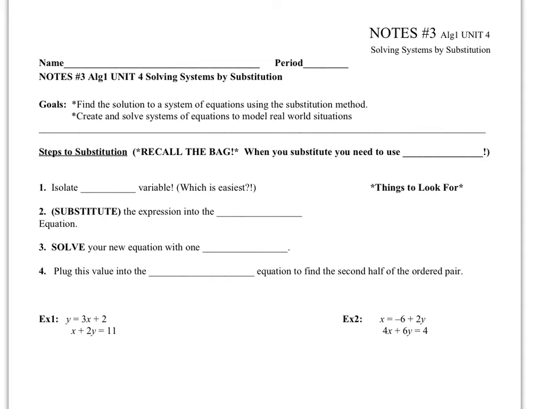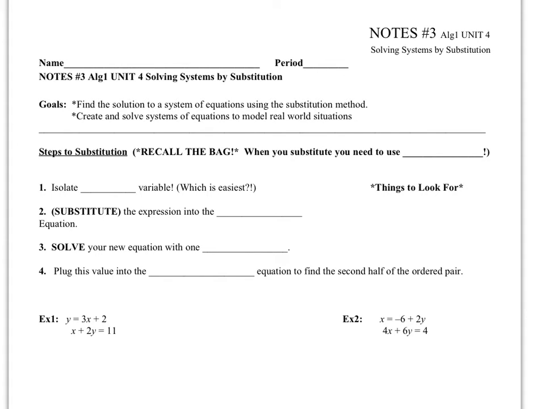So in this set of notes, we're going to learn one final way to solve a system of equations, and that's by using the method called substitution. And we're going to use that method to find the solution to the system, which is the ordered pair where the two lines are going to intersect in the coordinate plane.